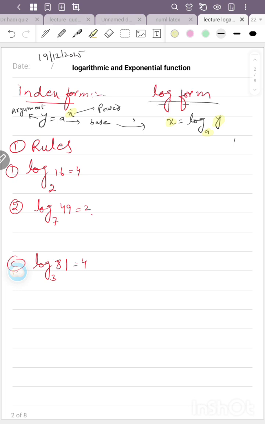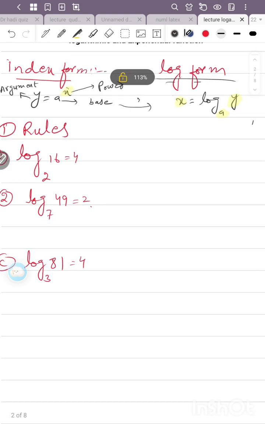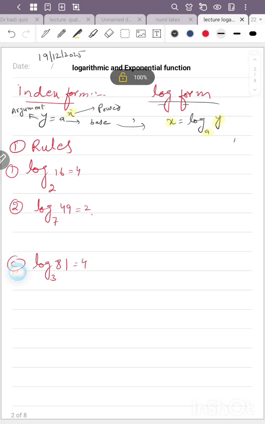Now moving forward, we have a question: log of 16 to the base 2 equals 4. How do we solve this question, how do we use the rules? Number one, I have to write it as 2 power 4 equals 16, because this is logarithmic form and I have to convert it into the index form. So 2 power 4 is 16, and left hand side equals right hand side.